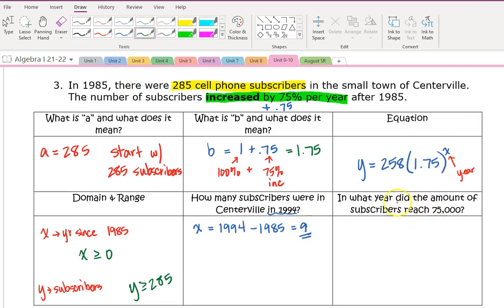And then the last one, in what year did the subscribers reach 75,000? That is a Y value, 75,000. So think about how you could use your calculator for both of those, try them, and then come back and you can check my answers and we'll see how you did.